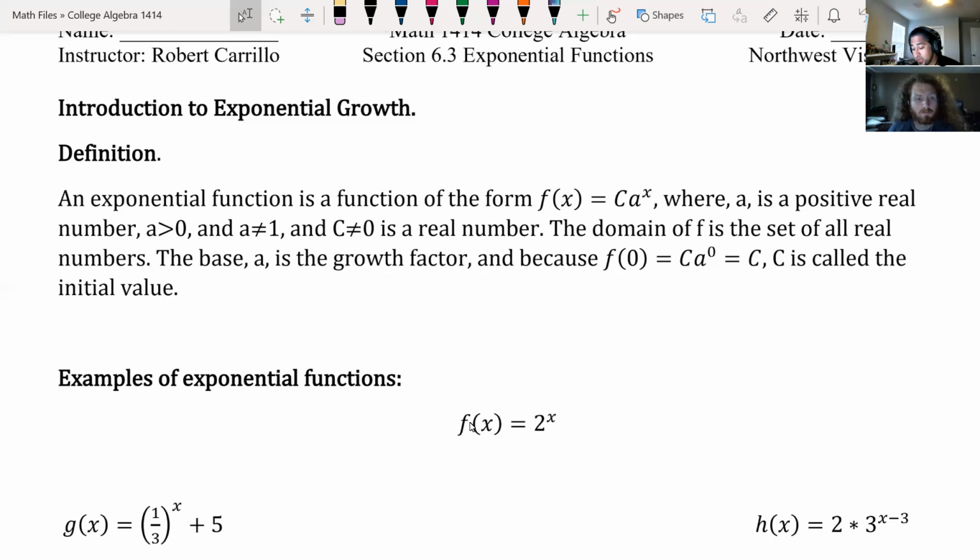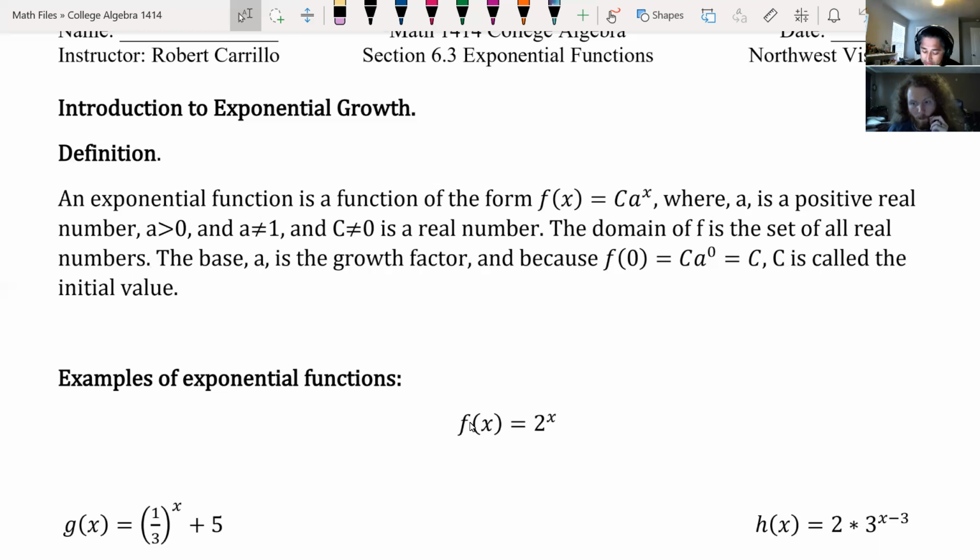The domain of the exponential function is the set of all real numbers. The base a is the growth factor, and because f of 0 equals c times a to the 0, which is c, it's called the initial value of the exponential function.